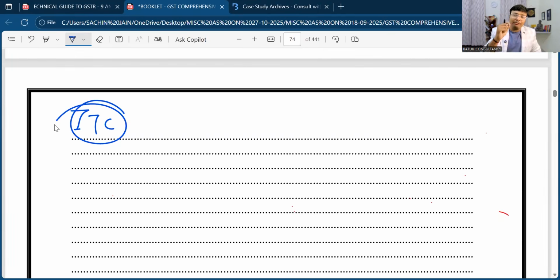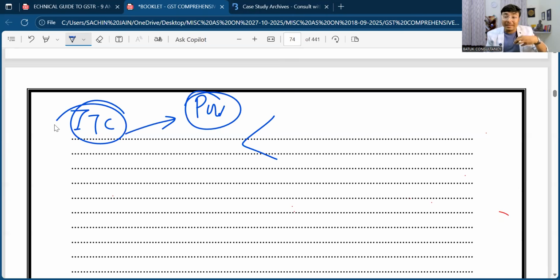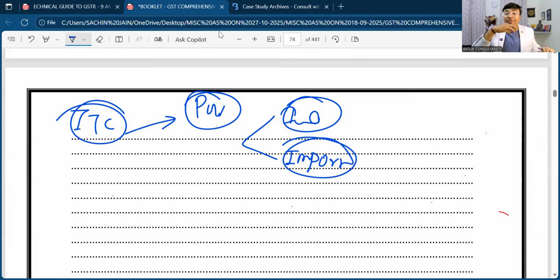And when I am talking from the perspective of purchase, it means I have bought input goods and services. So ITC may be due to purchase. There may be chances I bought the goods or services from India. There may be chances I bought the goods from outside India, that is called as import. And in case of import, we all know that the buyer needs to pay the taxes under reverse charge mechanism, and the buyer will be eligible to claim the input tax credit.